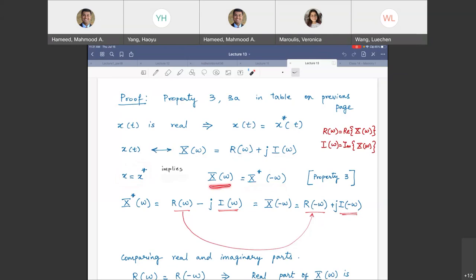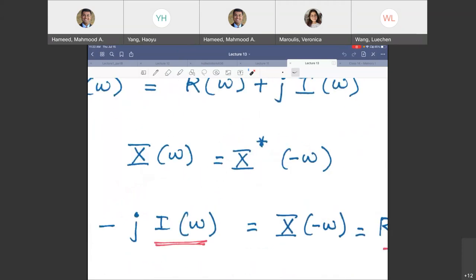If x of omega equals x conjugate of minus omega, let's look at what x of omega is. X of omega is this, right? What would be the conjugate of this? The conjugate will have r there, and the imaginary part will become negative. So you've got r of omega minus j times I of omega. But we said x conjugate of negative omega equals x of omega. So if I wanted x of plus x, I can make this positive and make this negative. I can do that. Yeah?